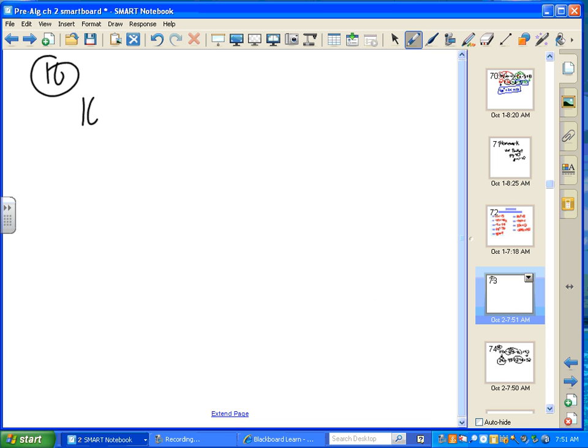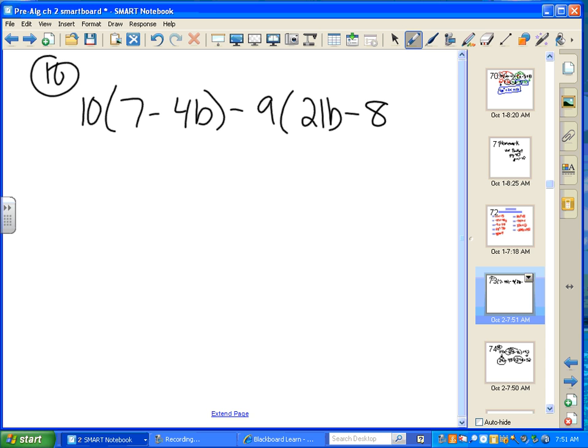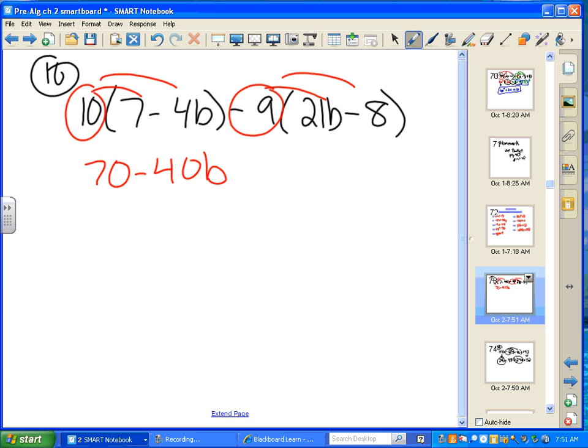Okay, 16, we have 10(7 minus 4b) minus 9(21b minus 8). So your first step is to distribute. So you need to distribute the 10 through and the negative 9 through. Okay? When you distribute 10 through, we have 70 minus 40b. Did you have that part? Oh, well, that's why then. And then negative 9 times 21b, we have minus 189b. And then plus 72. So if you forget a variable, that's going to throw off your whole answer.